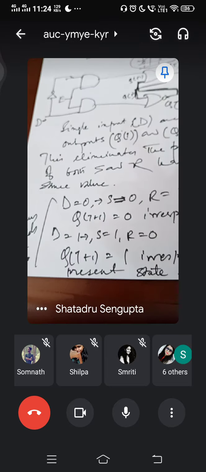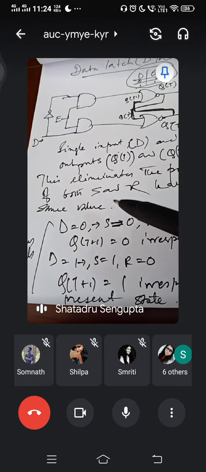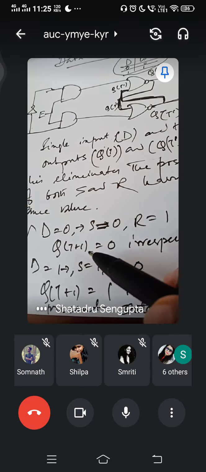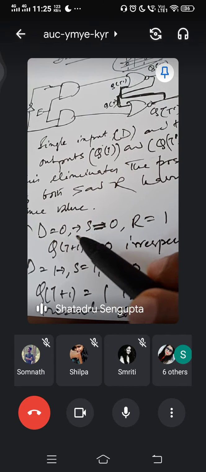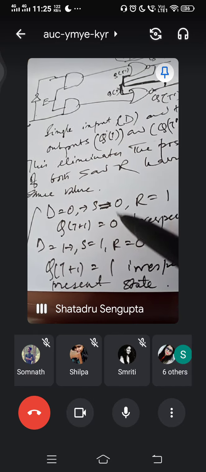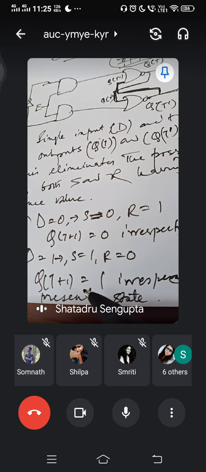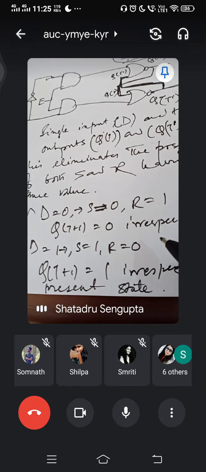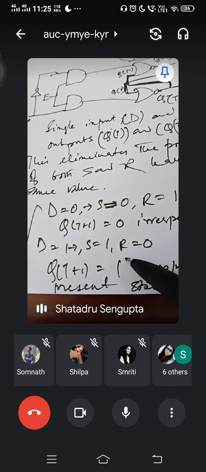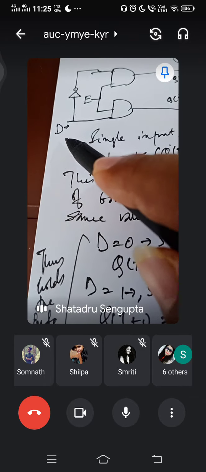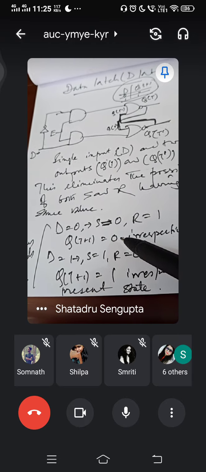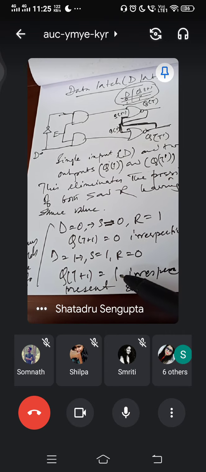So you see, when D is 0, S equals 0 and R equals 1, just like before. So Qt plus 1 is 0. Basically, if you input 0, you get a 0. If D is 1, it implies that S is 1 and R becomes 0. So obviously that means Qt plus 1 is 1, irrespective of the present state. Both of these are irrespective of Qt. The next state will either be 0 or 1, and this corresponds to the input D. If D is 0, you get an output of 0. If D is 1, you get an output of 1.